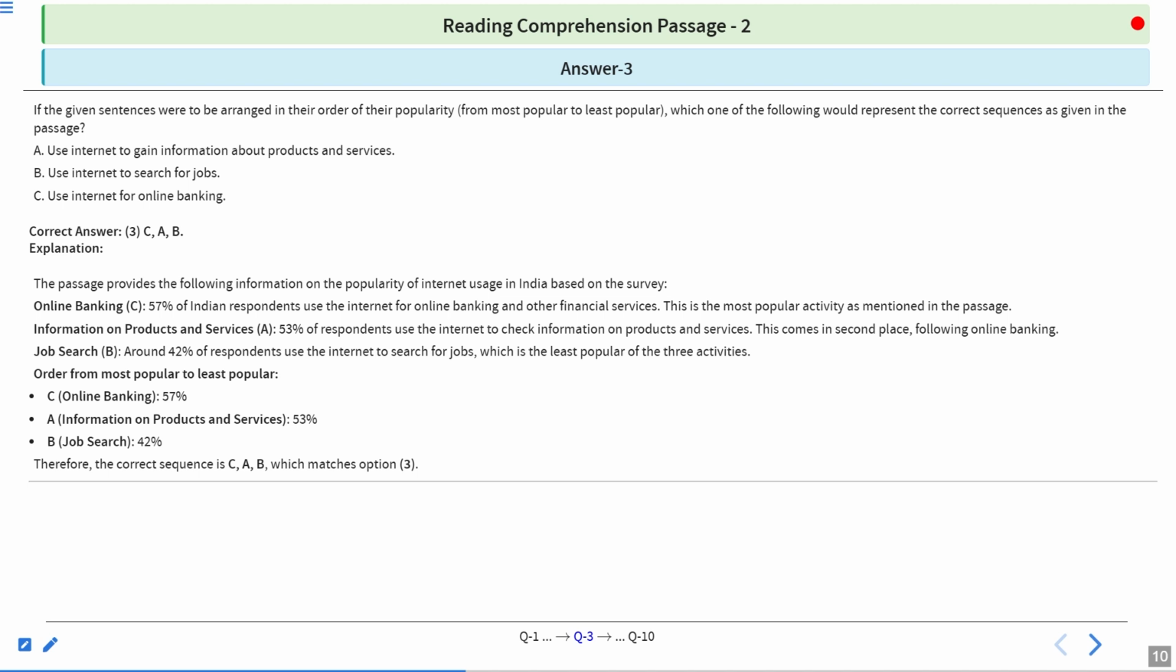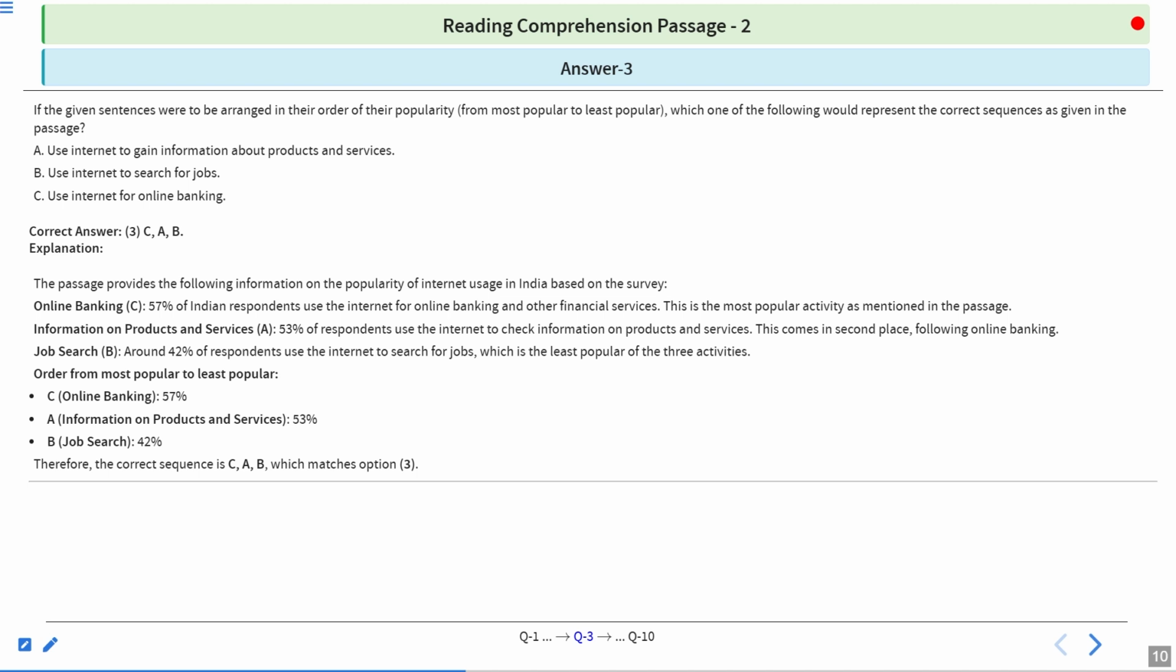Information on products and services, A. 53% of respondents use the internet to check information on products and services. This comes in second place following online banking. Job search, B. Around 42% of respondents use the internet to search for jobs, which is the least popular of the three activities.